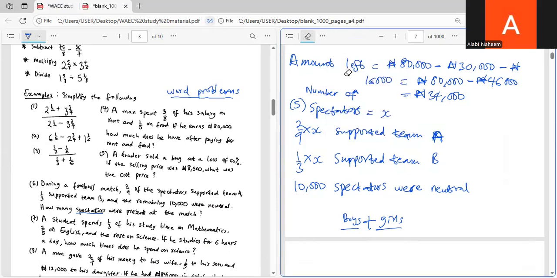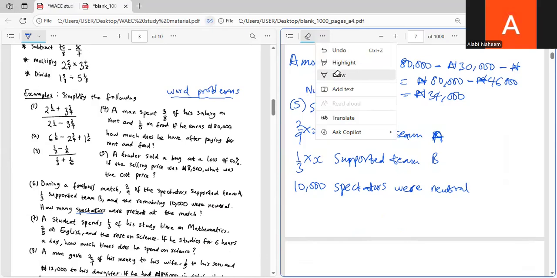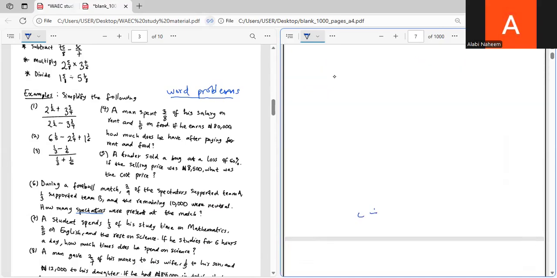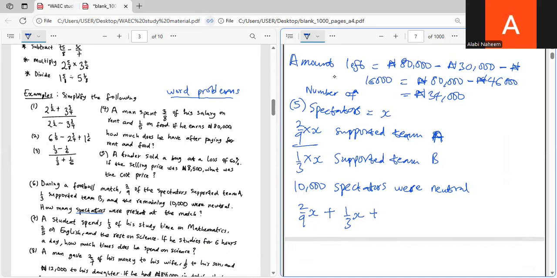I have to say the number of them who supported team A, those who supported team B, and those that were neutral. If I add all of them, they should be equal to the total number of spectators in the match. So those that supported team A were 2/9x, right? That's the fraction. Even though we don't know their number now, we know the fraction of the total they represent. 2/9x plus those that supported team B, 1/3x, plus those that were neutral. We know the actual amount, so they were 10,000.